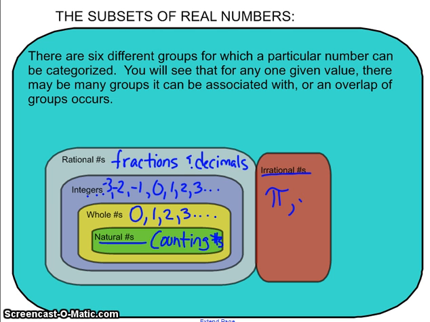Another common irrational number that you will use throughout the year, square root of 2. Okay, don't panic if you're not familiar with square roots yet. We will get there as the year goes on.